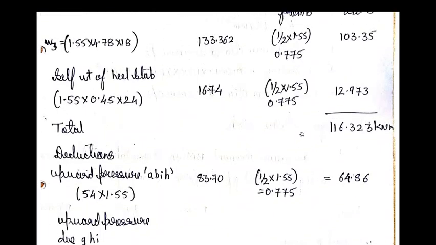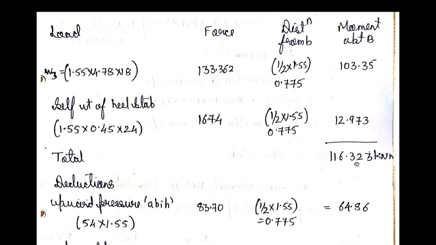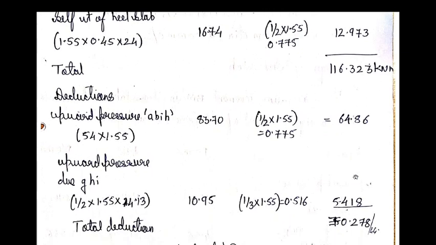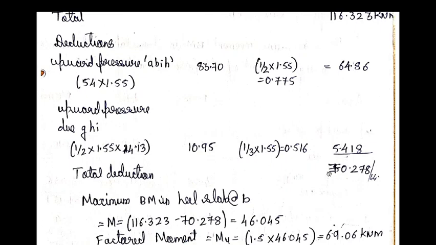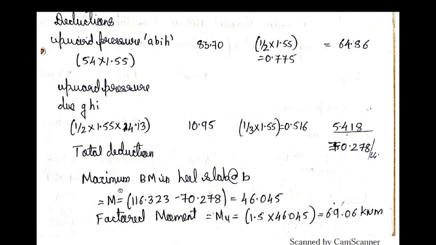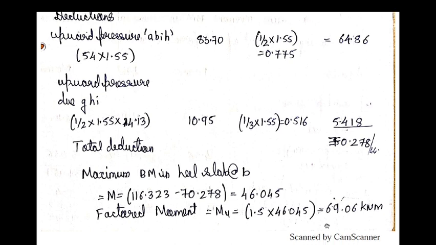Now this is the addition of moments, 116.323. Out of this 116.323, we have to deduct these now. So 116.323 minus 64.86 and minus 5.418. It will work out to be 70.278. Hence, the maximum bending moment in the heel slab at B is 116 point minus this, which is 46.045. And the factored moment is Mu equal to 1.5 into this, so 69.06 kilonewton meter. So we arrived at the moment.